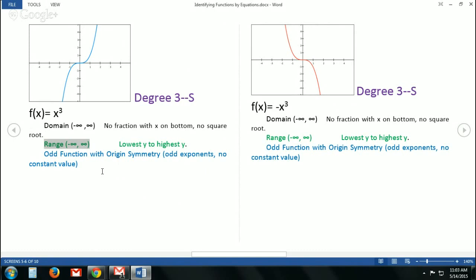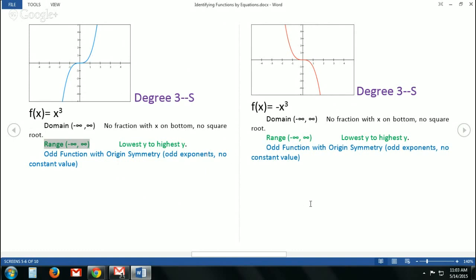Now, this particular function is an odd function because it's got all odd exponents with no constant value. Odd functions have origin symmetry. That means that the point -1 is part of the picture. +1 is part of the picture as well.